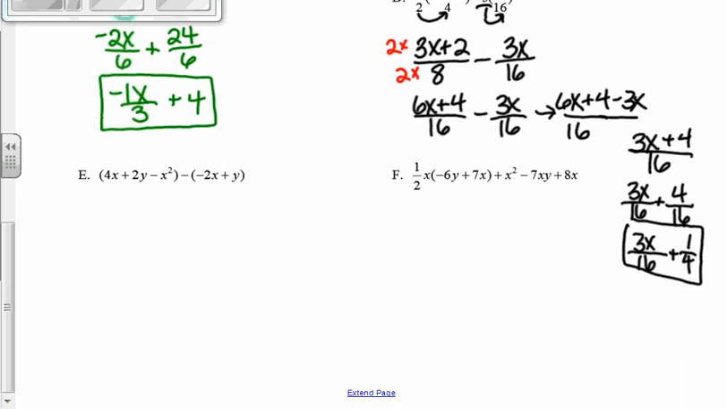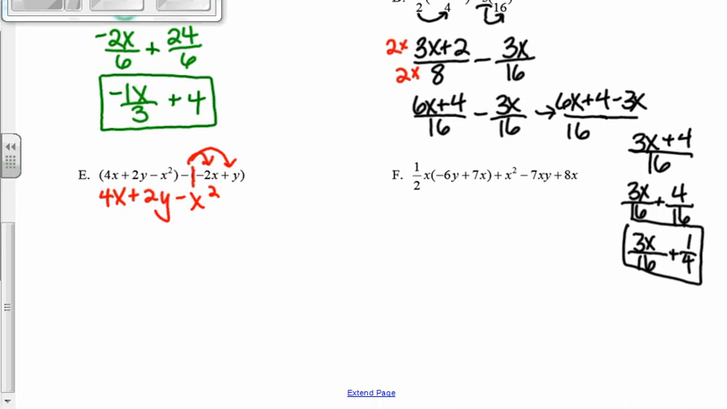All right, let's take a look at E. So E looks a little bit more difficult just because we have so many different terms. And so a lot of this is not alike. So we can't combine an x and a y or x squared and a y. So the first thing I'm actually going to do is think about this as a -1 out in front of those parentheses. And I'm going to distribute this -1, which means I'm leaving everything in the first set of parentheses the same.